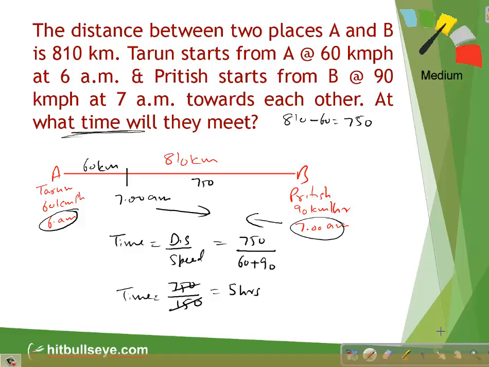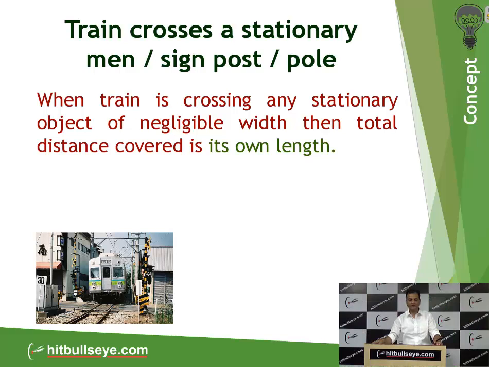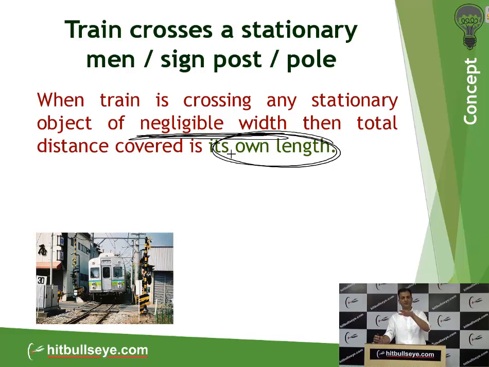Now start another concept. When a train crosses a stationary man, signpost, or you can say a pole, when a train is crossing any stationary object of negligible width, which is very important, then the total distance covered is its own length. So here it should be understood that when a train is crossing any object which has a negligible width, we will take the distance as the length of the train.